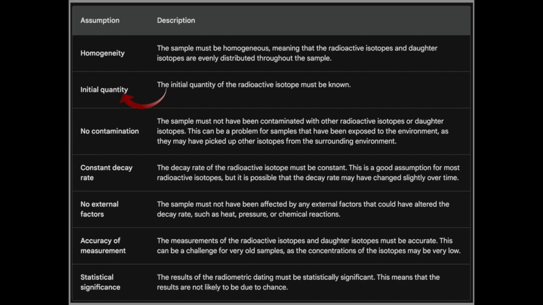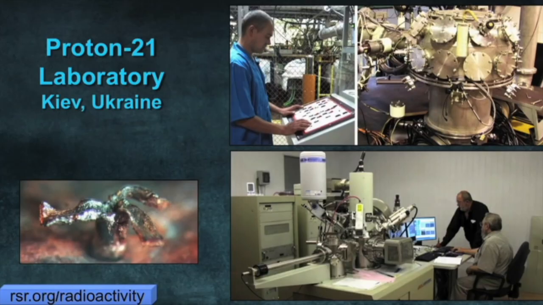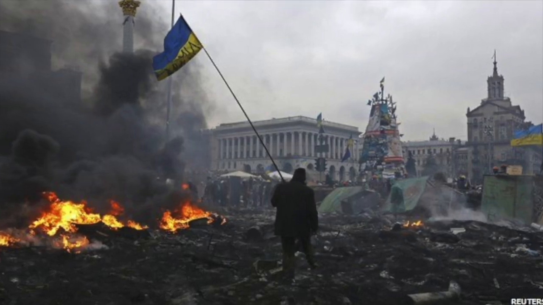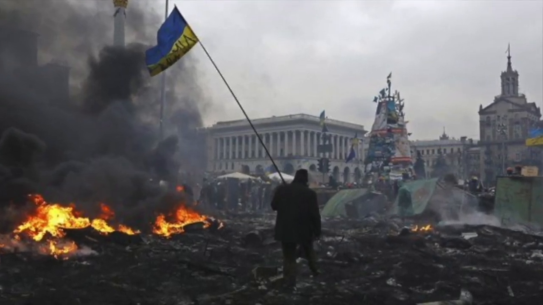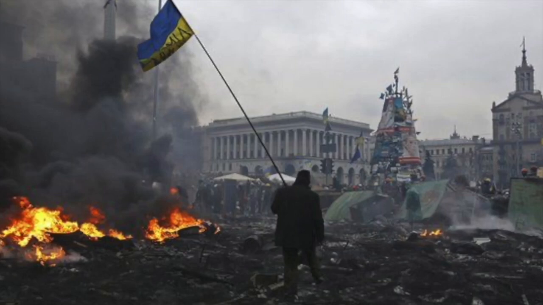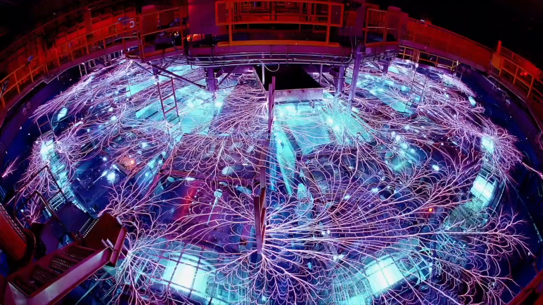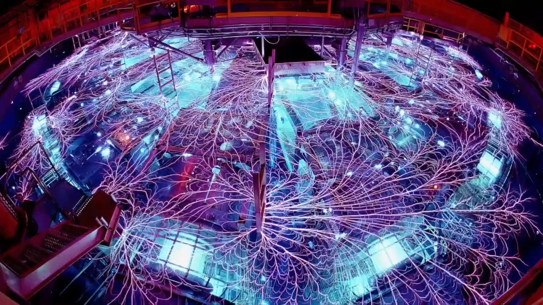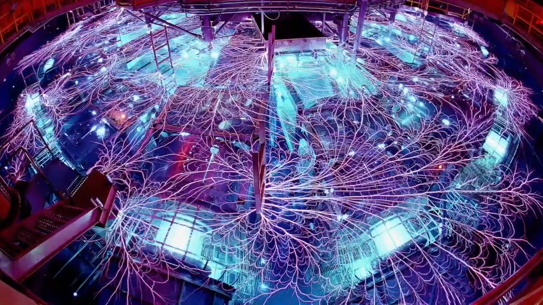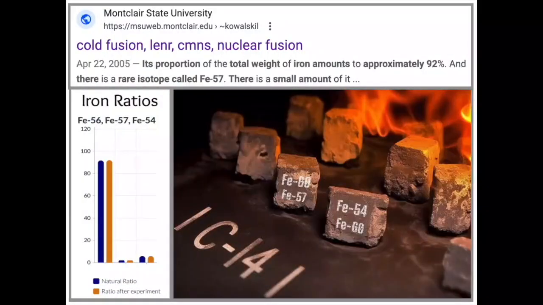So we need to know the Proton 21 laboratories in Ukraine. That's going to be a focal point for this one. Unfortunately, this place exists in one of the worst places in the world as of right now because of a war that's breaking out. But regardless of that, they're working with cold fusion and they're creating super heavy elements using something called Z-pinch.